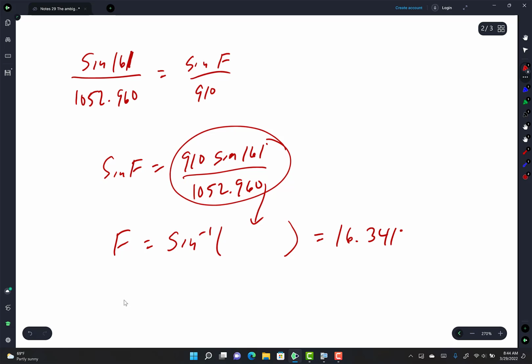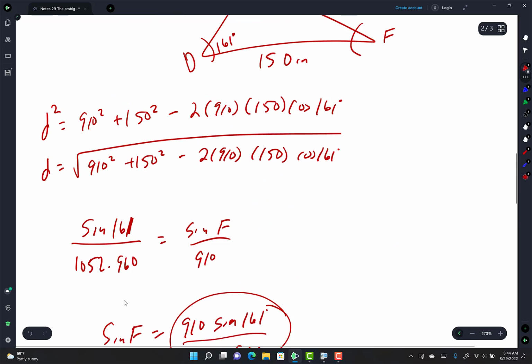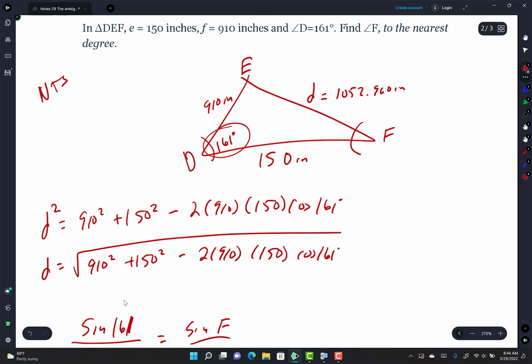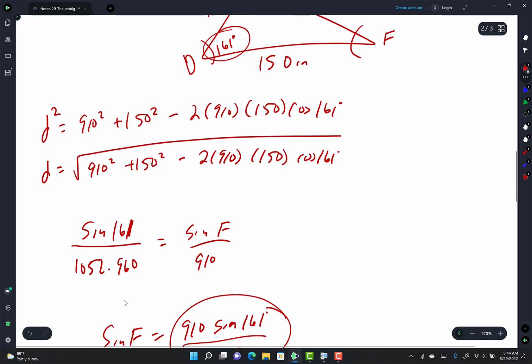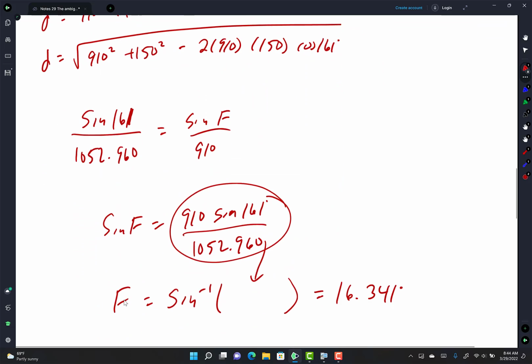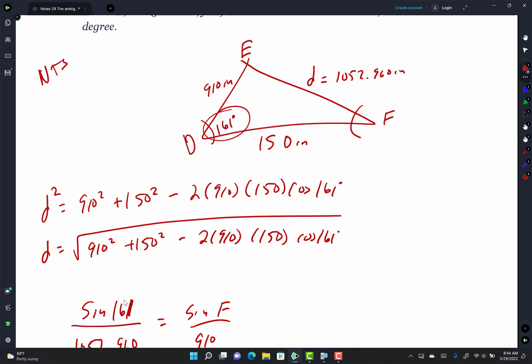Remember that it could also be 180 minus 16, but it can't because of the 161. 180 minus 16 is like 170, 164, 160. Yeah, so 164 plus 161 is above 180. But so it's just that one. You know what I mean, guys? And there it is. That's it.